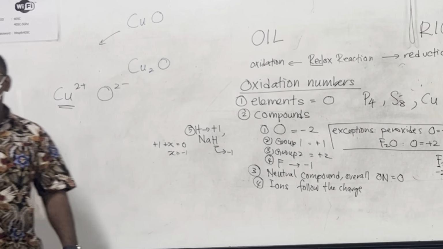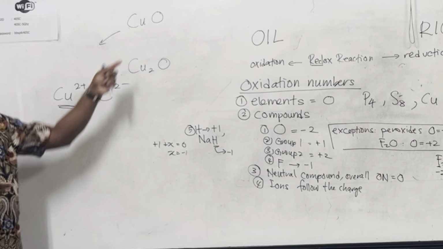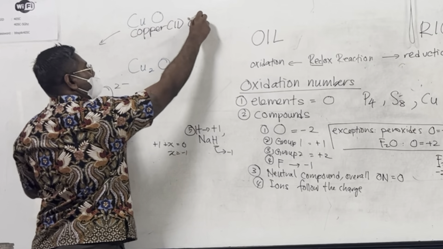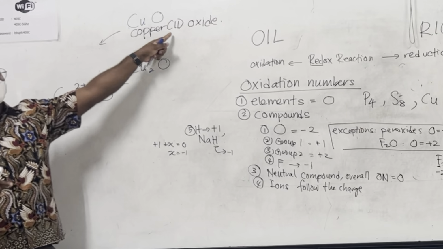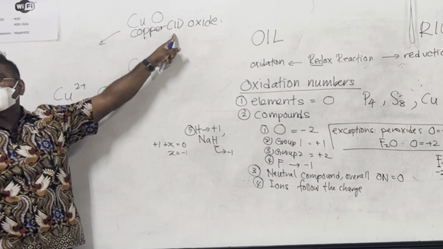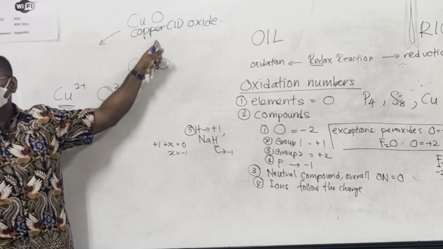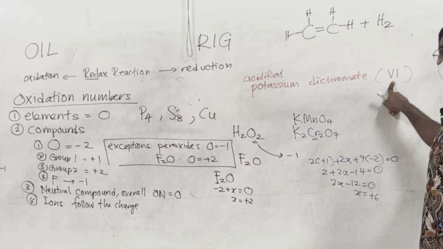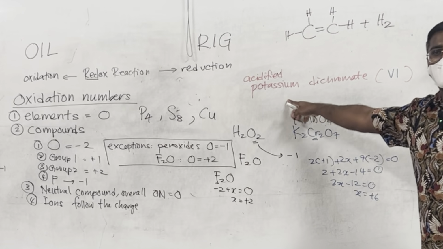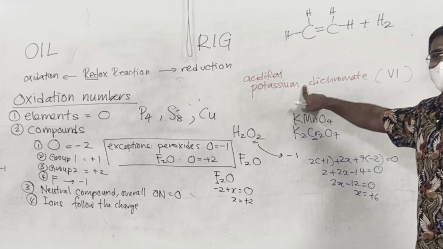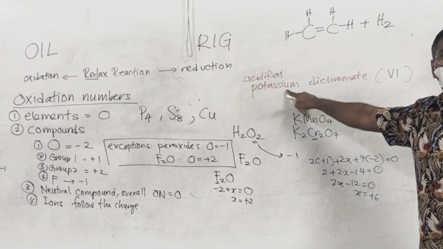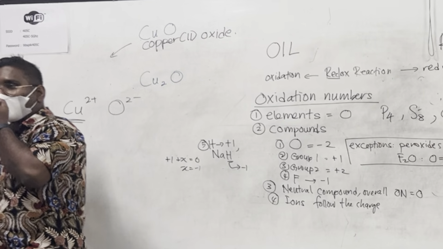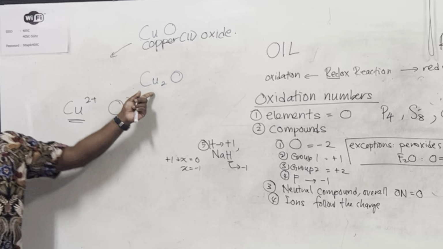So how do I write this name for this compound? This is going to be copper 2 oxide. It means this 2 is going to represent the oxidation number of copper. If the number comes at the end, it is going to show the oxidation number of chromium, not potassium. If they come at the middle, then they are going to show the oxidation number of this. Okay, so in this case, this is copper 2 oxide. So what is the name of this compound then?